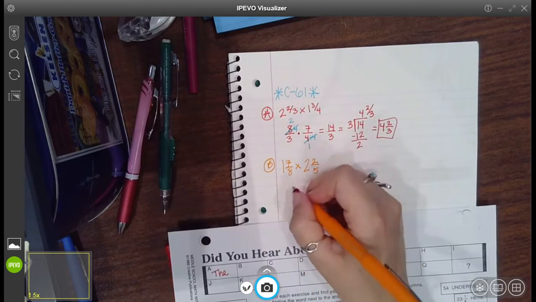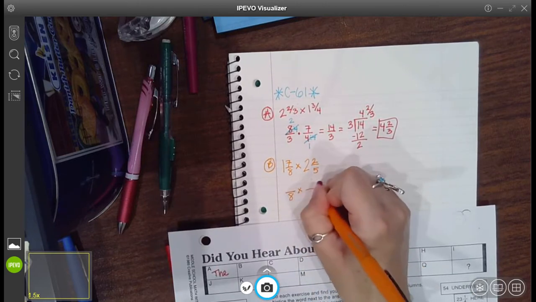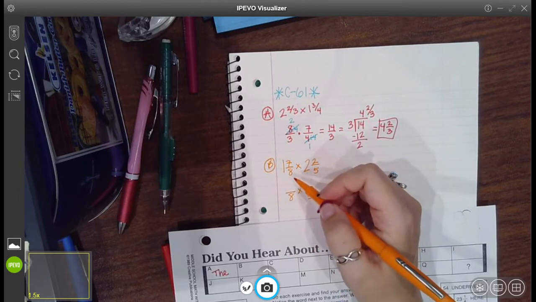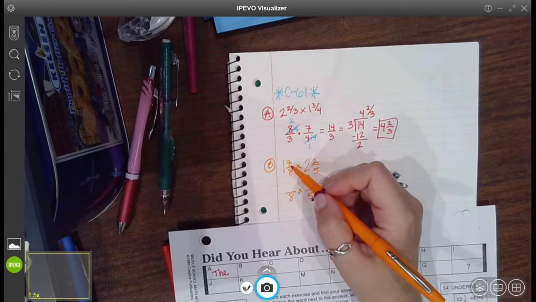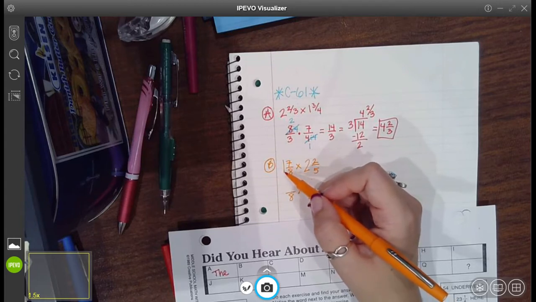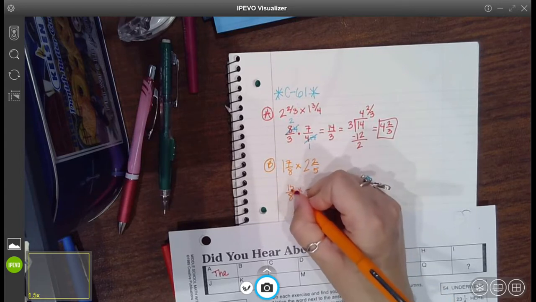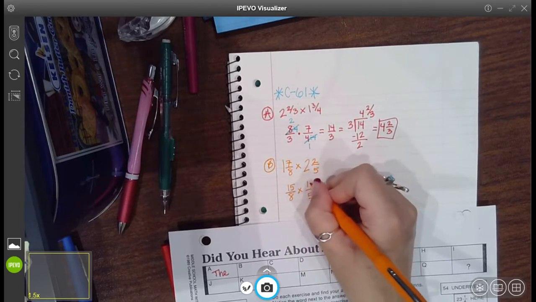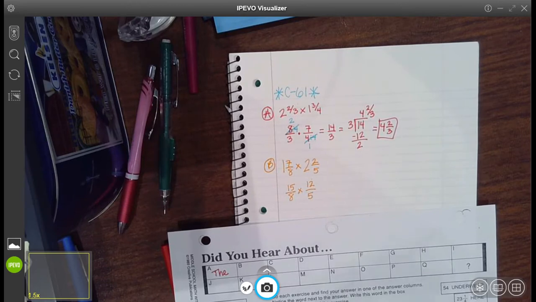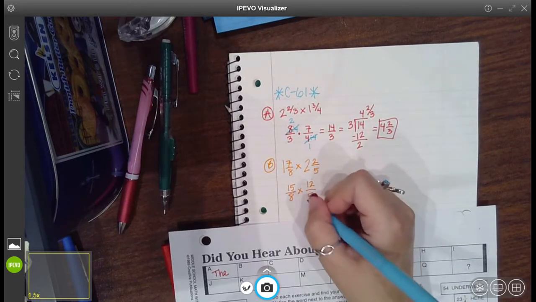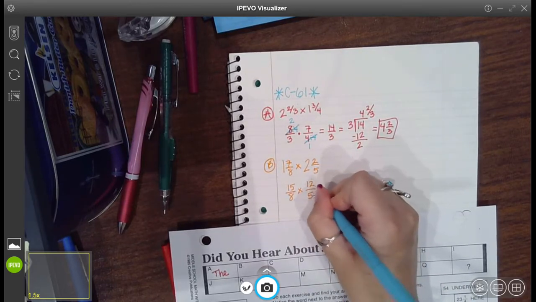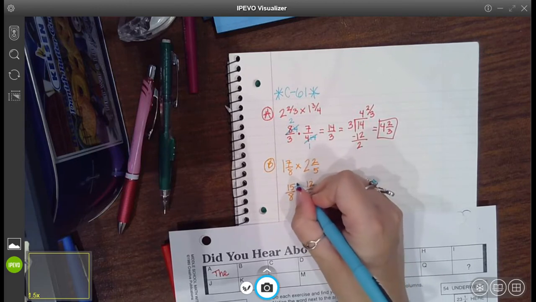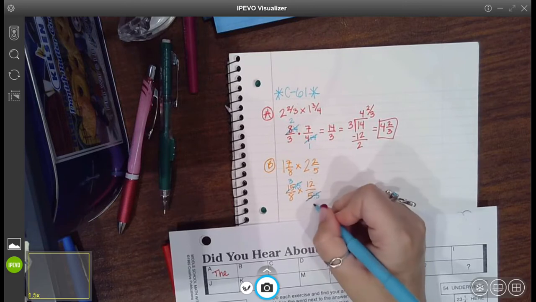Again, you're going to keep the denominators the same and then get your numerators by multiplying the whole number and the denominator and adding the numerator. 8 times 1 is 8, plus 7 is 15. 5 times 2 is 10, plus 2 is 12. What do you see that can go into both 5 and 15? Hopefully you said 5. What's 15 divided by 5? 3. 5 divided by 5? 1.